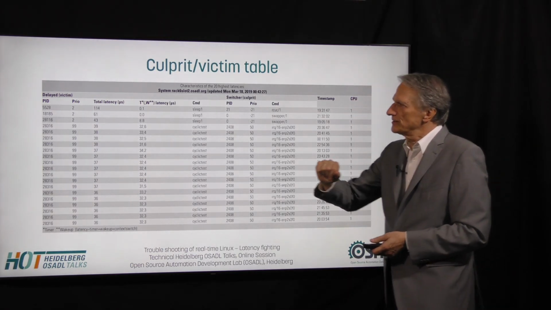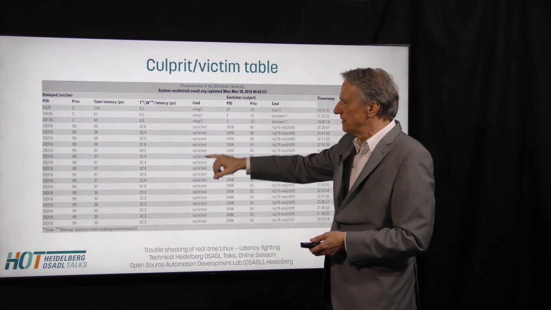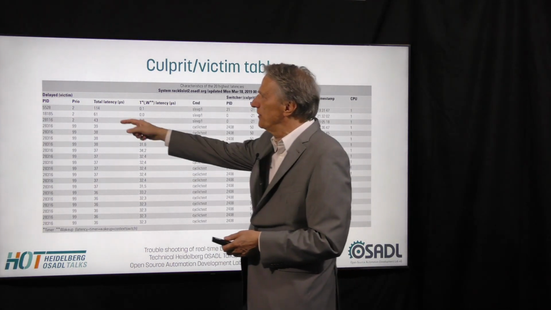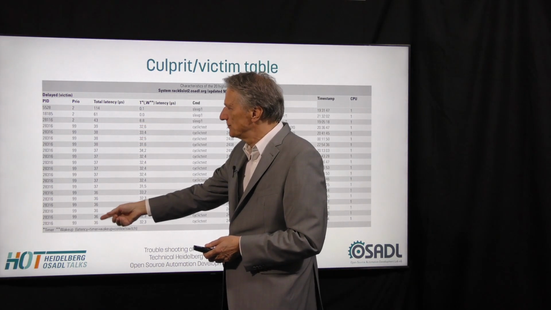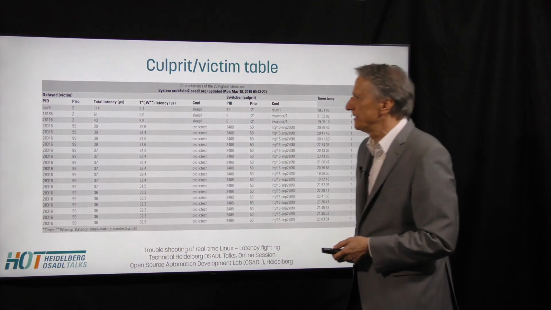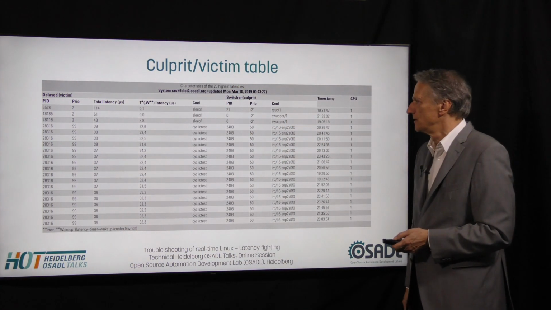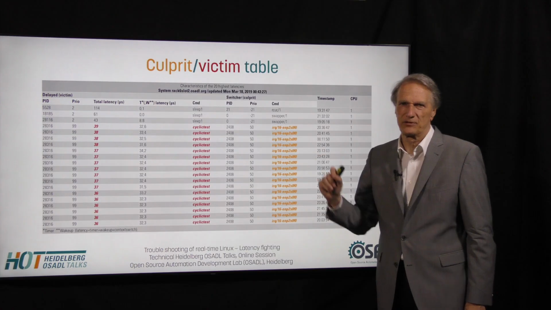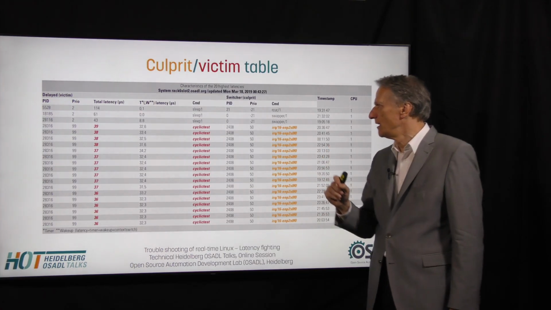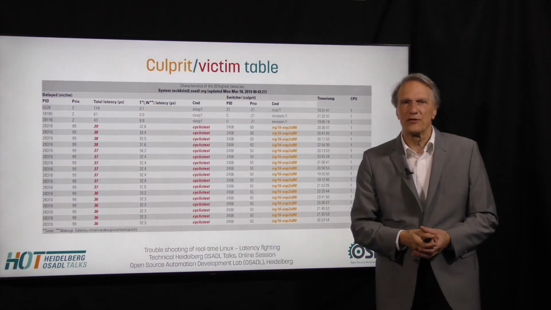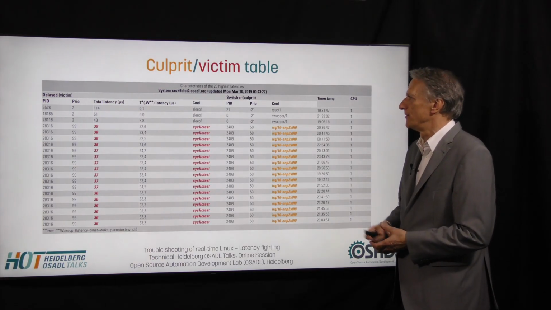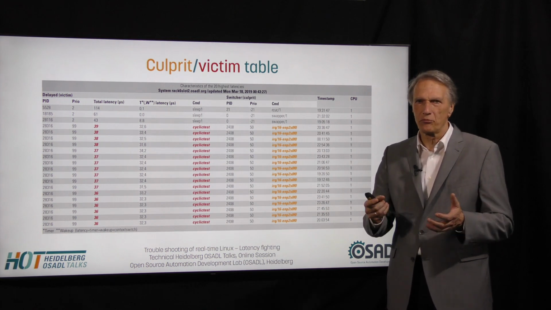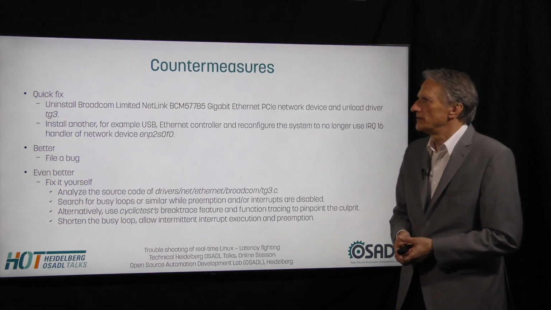And what you see here is, again, cyclictest is the victim. And we see pretty much these values close to 40 microseconds here. So this corresponds very well to what we have seen in the latency plot. And then, surprisingly, our culprit is an interrupt. Interrupt number 16, connected to the Ethernet controller and the device with the name enp2s0f0. What is this? Let's have a look at it.